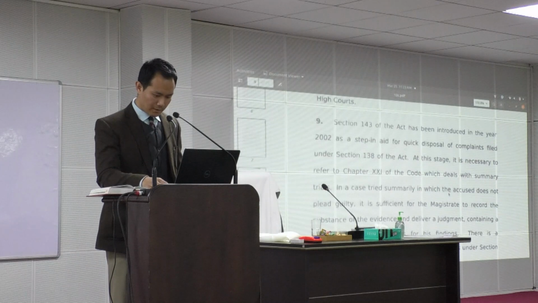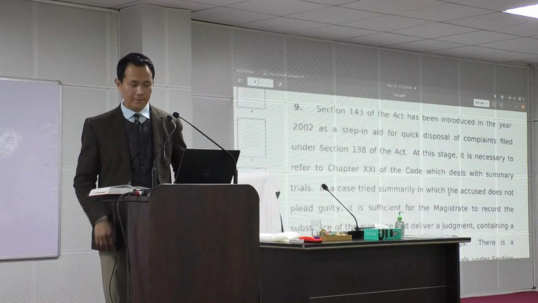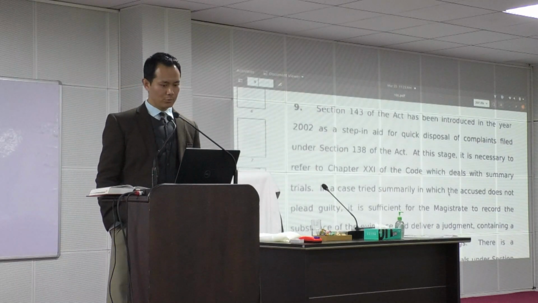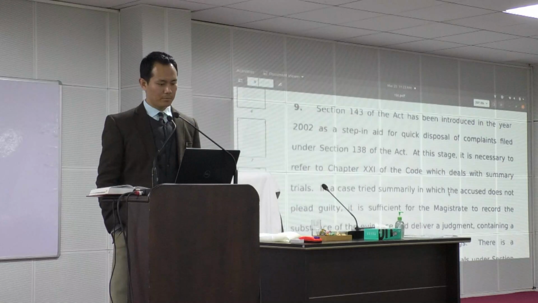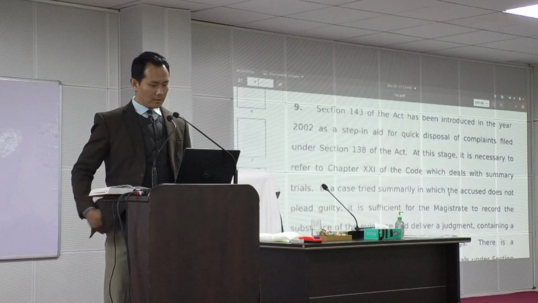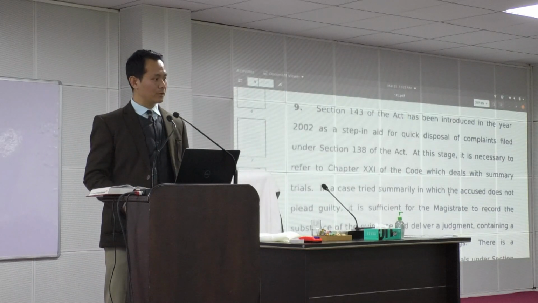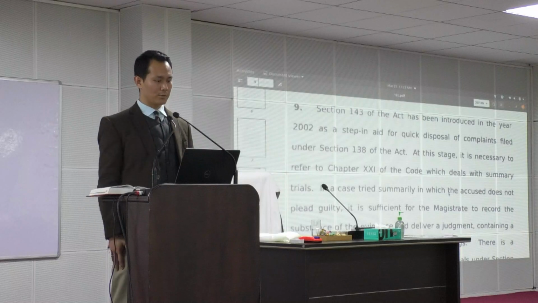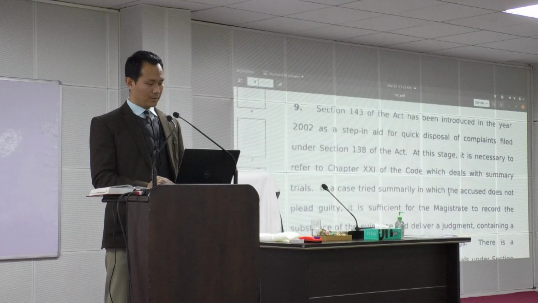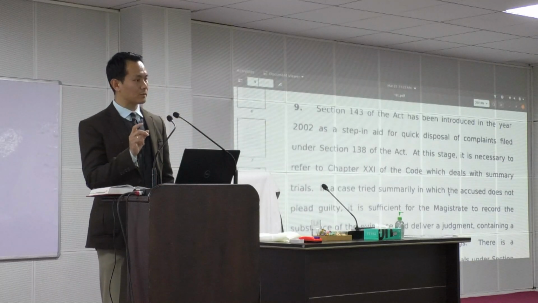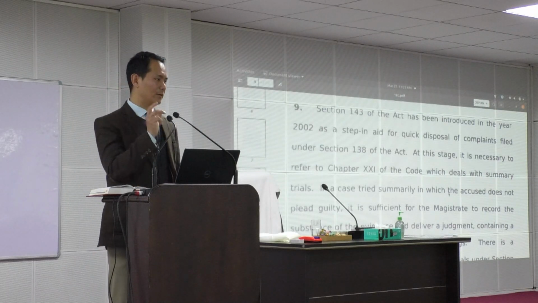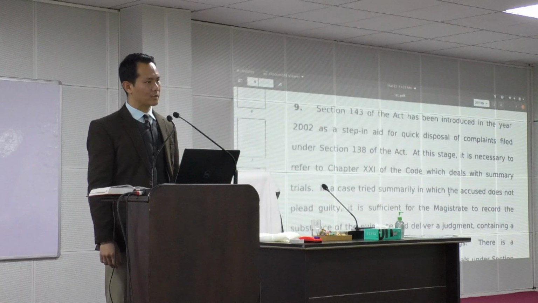In chapter 9, para 9, you can see, it says that section 143 of the Act has been introduced in 2002 as a step in aid for quick disposal of complaints filed under 138. And at this stage, it is necessary to refer to chapter 21 of the code, which deals with summary trials, which we were talking about. In a case tried summarily in which the accused does not plead guilty, it is sufficient for the magistrate to record the substance of evidence and deliver a judgment. Like I said, you don't need to go for examination, cross-examination, and so on and so forth.